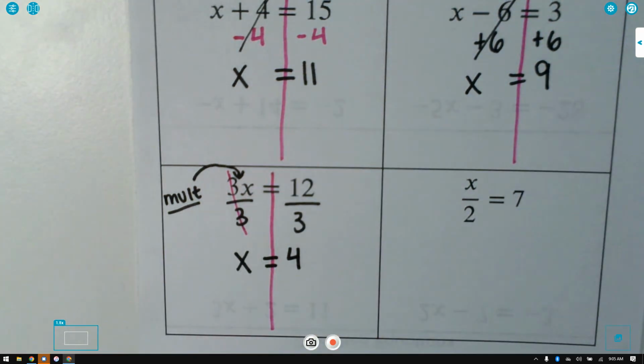So right there, I divided by 3. I know it looks like a fraction, and you guys are scared of fractions, but the opposite of multiplication is just division. All I did was divide by 3. How I wrote it was as a fraction, because fractions are division.